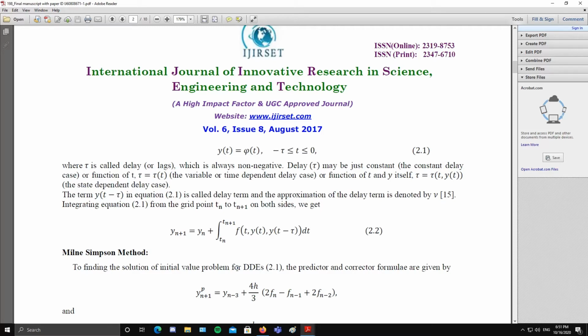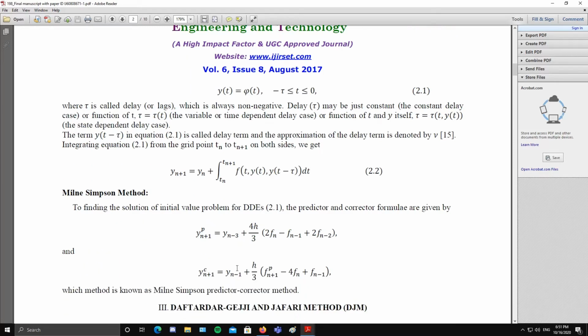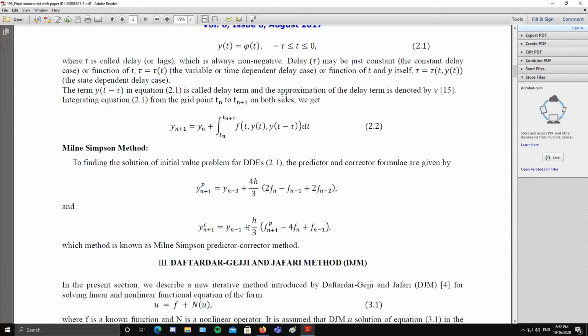Now we will see the Milne-Simpson method of solving the IVP for DDEs, that is, delayed differential equations. The predictor corrector formulae are given by yn plus 1 p equals yn minus 3 plus 4h by 3 of 2fn minus fn minus 1 plus 2 fn minus 2, and the corrector formula is yn plus 1 c equals yn minus 1 plus h by 3 of fn plus 1 p plus 4 fn plus fn minus 1. This is called the Milne-Simpson predictor corrector method, used for delayed differential equations.